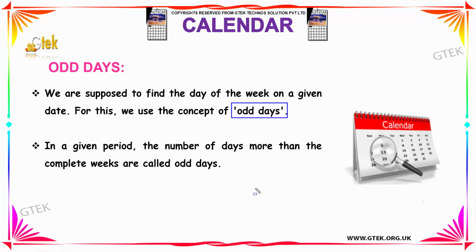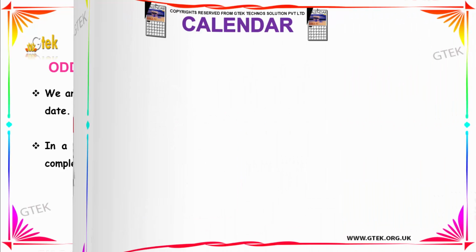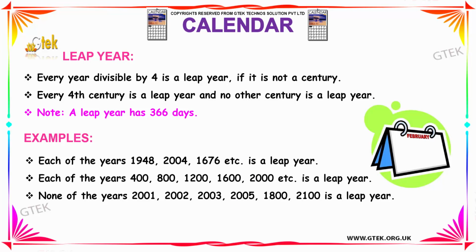In a given period, the number of days more than the complete weeks are called odd days. That is, the odd days apart from the number of days which can form a complete week will be the odd days. Let us make this much more clear.